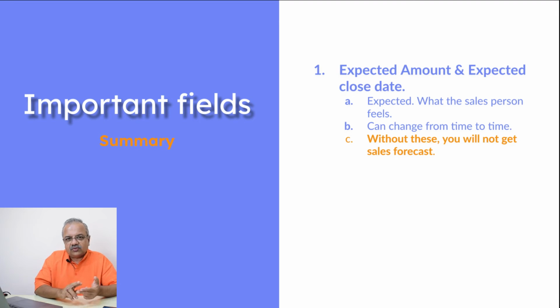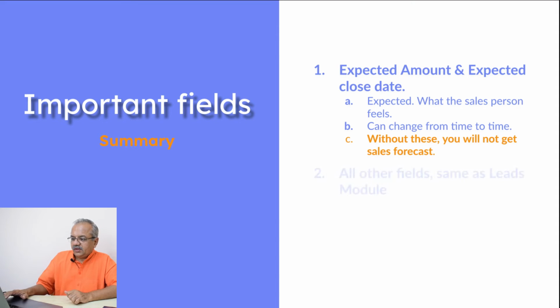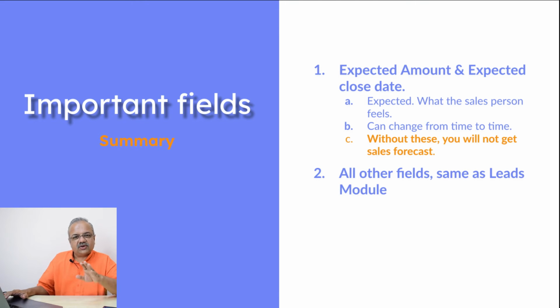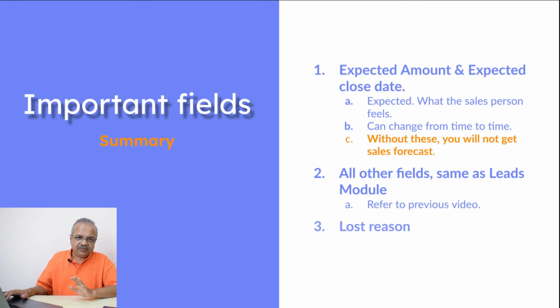So, if you do not fill in these two fields, you will not get the sales forecast. And not getting the sales forecast is the biggest problem. Then people manage target, etc., in the Excel sheet. They give some forecast, then chase its compliance, and then there are conflicts among them. So, all the other fields which were important in the leads module are important here too. Now, next follow up date, product category, sales stage are as important as in the earlier module.